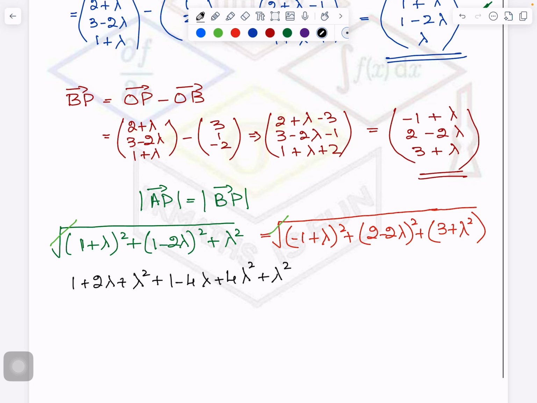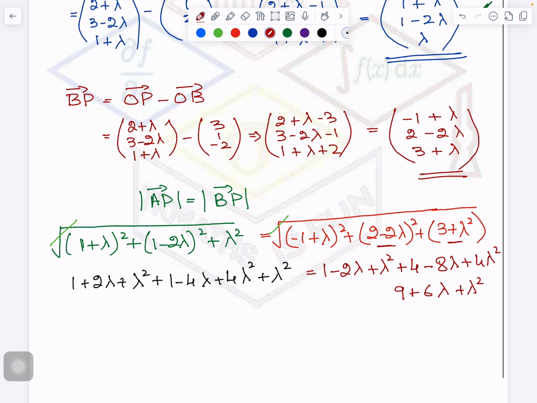So this is open. Now I'm opening this side. It is 1 minus 2 lambda plus lambda square, 4 minus, I'm expanding this now. 2 times 4 is 8 lambda plus 4 lambda square. And now this last term, 3 square is 9 plus 6 lambda plus lambda square.